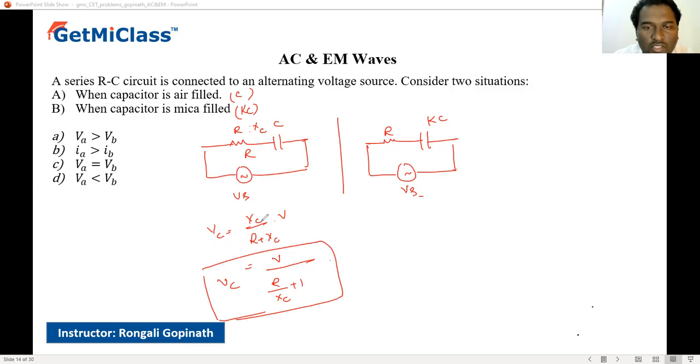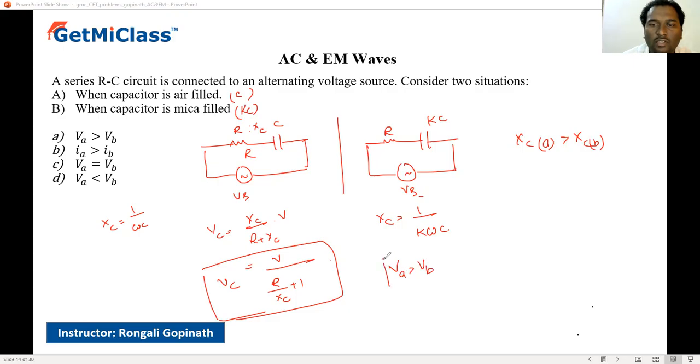Now let's look at the first case. In the first case, XC is 1 by omega C. In the second case, XC is 1 by K omega C. So XC in A is greater compared to B. If XC is greater, I can say that VA is greater than VB based on this particular equation, isn't it?